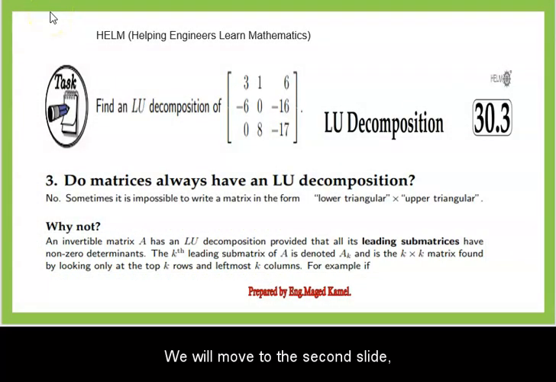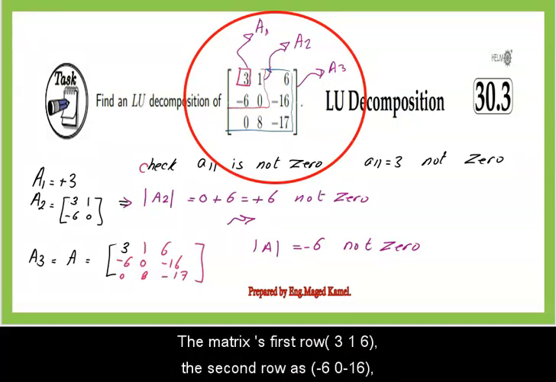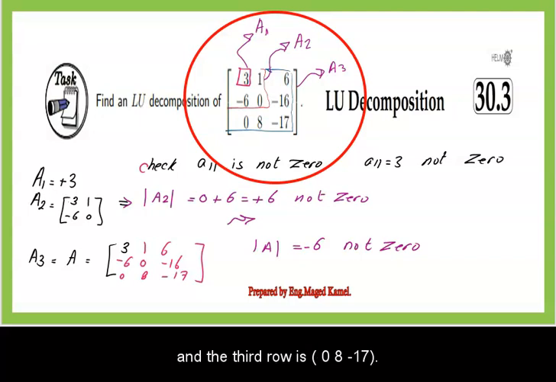We will move to the second slide to apply this statement. It is required to find LU decomposition for a given 3x3 matrix. The matrix first row is 3, 1, 6. The second row is given as -6, 0, -16, and the third row is 0, 8, -17.